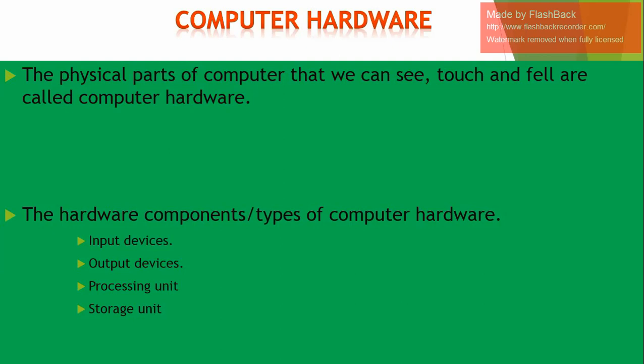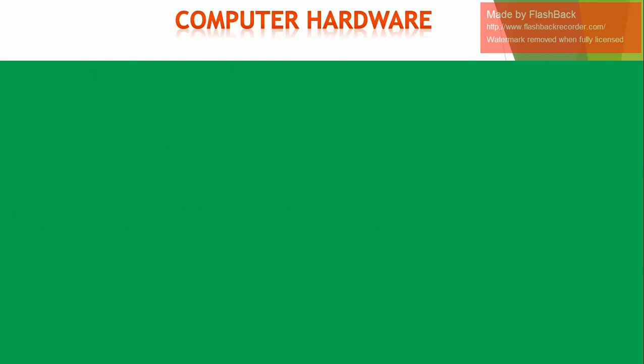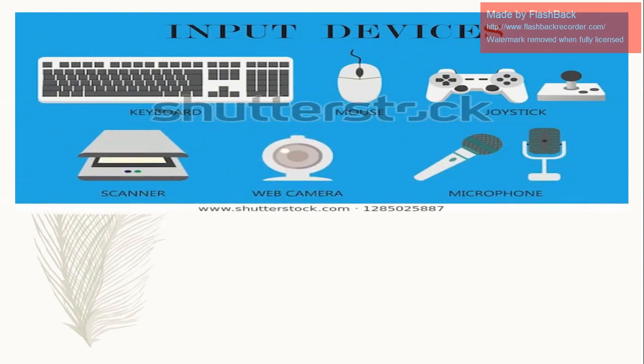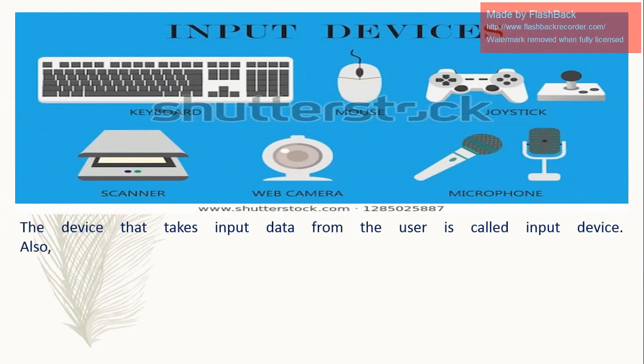So we go on discussing these devices of computer hardware, that means the hardware components of the computer system. First of all, we are going to discuss the input device. Now what is the input device? This is one of the devices present in the computer, which helps us, that means the user who is using the computer, to input the data and instruction to the computer.